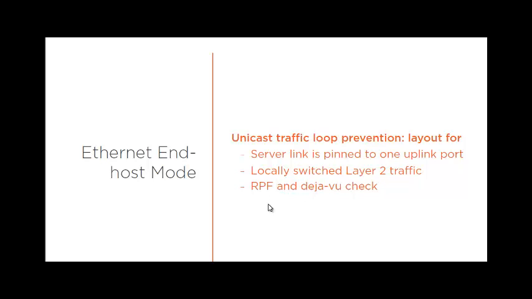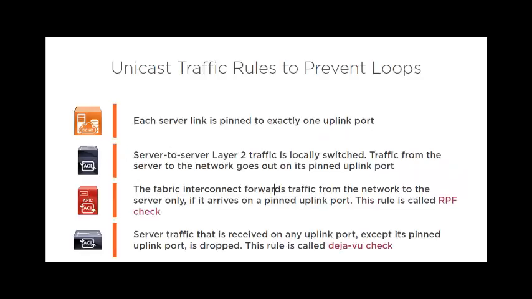Next, unicast traffic rules to prevent loops. Each server link is pinned to exactly one uplink port. We have seen that. Server to server layer 2 traffic is locally switched. Traffic from one server to the network goes out via the pinned uplink port. So anything that goes to the north goes via the uplink port. Next, the fabric interconnect forwards the traffic from the network to the server only if it arrives on the pinned uplink. That is what is called reverse path forwarding.